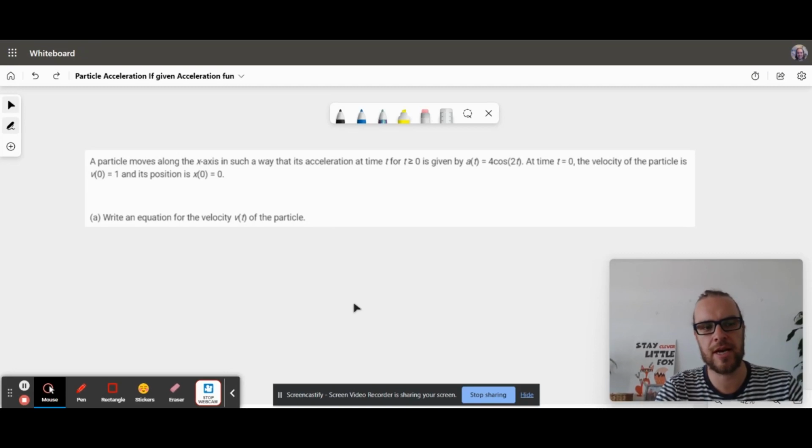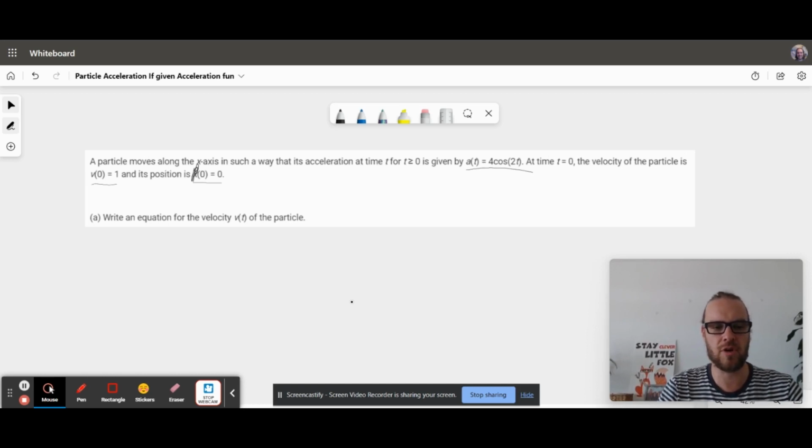Hey guys, today we're going to be looking at some particle acceleration, and specifically this time we're going to look at it when we've got the acceleration function, which means a bunch of integration. So we know that if we've got a particle moving on the x-axis, it's given by this function for our acceleration, and we also know that at time equals 0, our velocity v of 0 equals 1, and our position x of 0 equals 0. Now I'm going to change this x function to p because I think that makes more sense for us, having the position function be p of t.